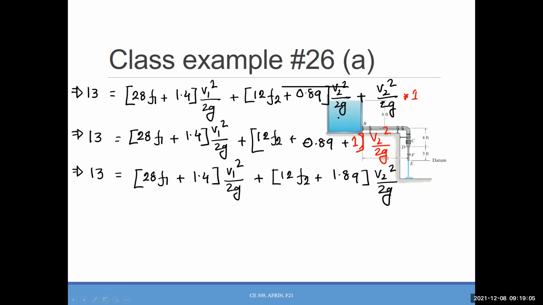So if I want to keep all the V square over 2G, like for these three terms, do you know how to take common from three different terms if we have common things? So we have common what? V2 square over 2G, right? So we already had 12 F2 plus 0.89. But for this V square over 2G, what number we have? Just 1. When we don't have anything, that means we have 1, right? So that means 12 F2 plus 0.89 plus what? 1, right?